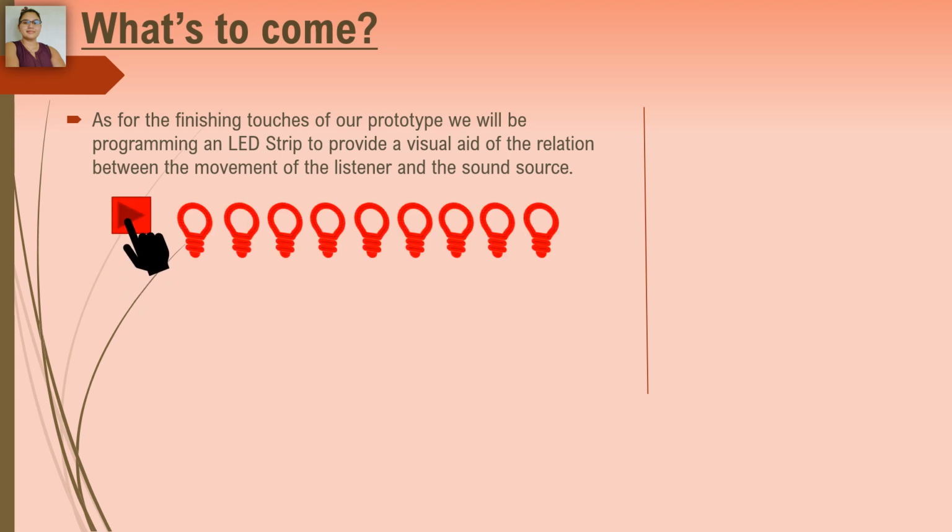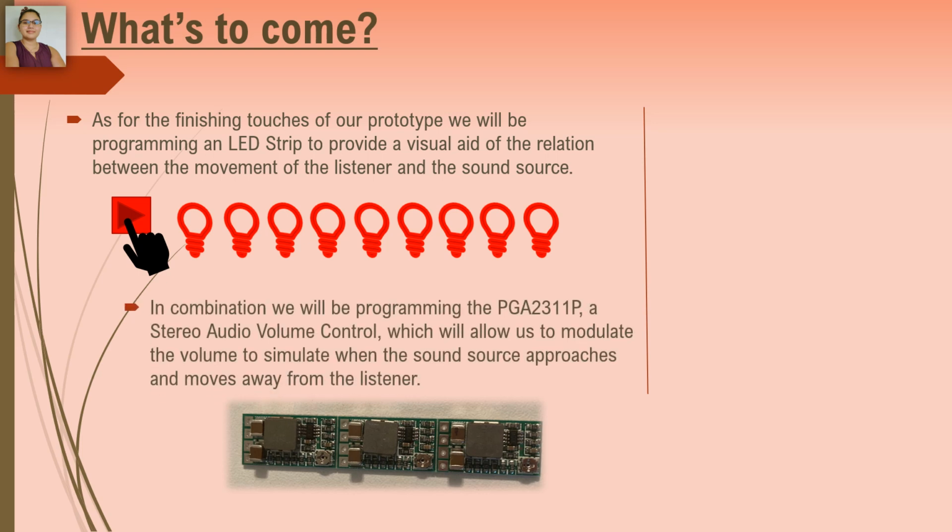Once a button is pressed, the music will start and the LEDs will match the speed of the sound. And depending on which button is pressed, the LEDs will either light up entirely or partially, as such. In combination, we will be programming the PGA2311P, a stereo audio volume control which will allow us to modulate the volume to simulate when the sound source approaches and moves away from the listener.